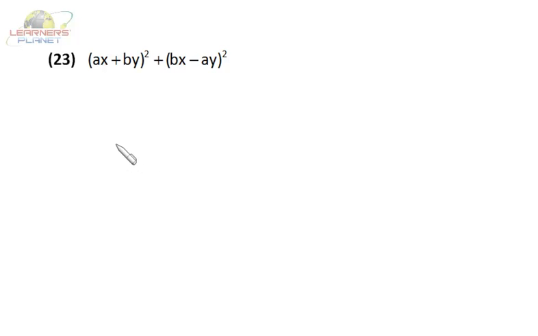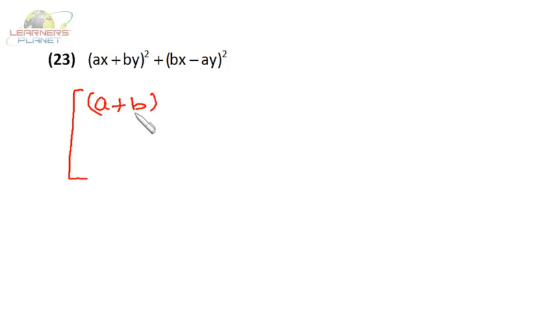Now let's see this interesting question. Here it is ax plus by whole square plus bx minus ay whole square. So friends, we should use the identity of a plus b whole square and a minus b whole square, or we can say x plus y whole square. That means, first of all, I'm just writing down the identity. Do not get confused between this a and this a.